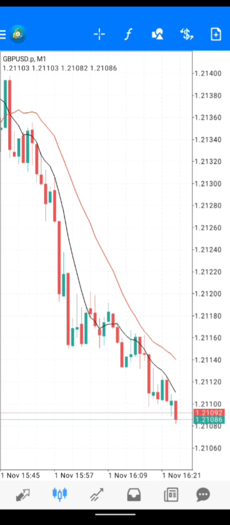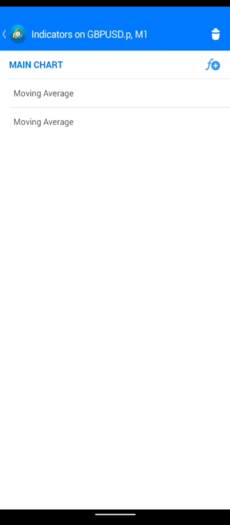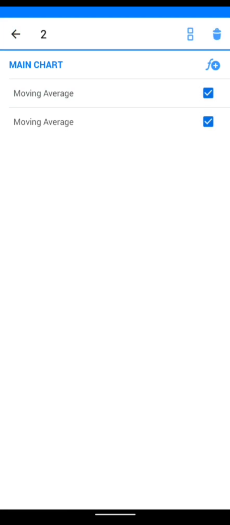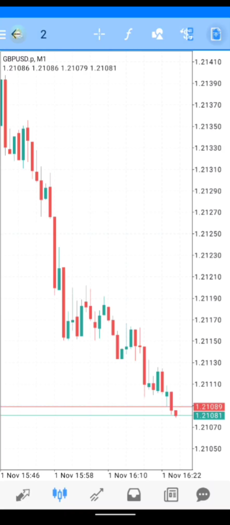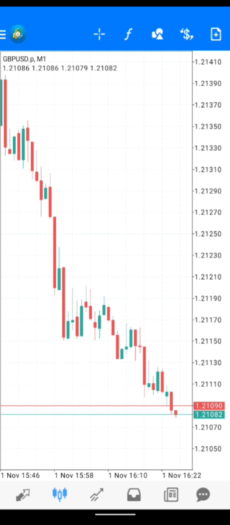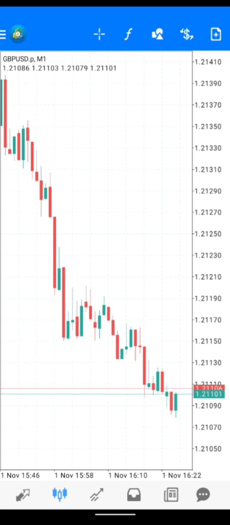So to delete, I come here, and then there's this top right, we have this delete icon. I'll select the indicators I want to delete. Yeah, so that's the basic navigation of the MetaTrader form. So we have this is GBP USD, Great Britain Pound against US dollar. So this is the chart. So GBP here is the base currency, USD is the quote currency, and this is the M1 time frame.